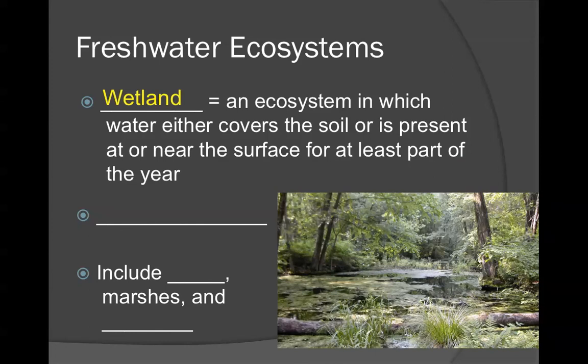A wetland, basically where we live, there's tons of wetlands. It's basically when an ecosystem is covered by water for part of the year and then not covered for other parts. So you basically have nice rich soil here. So it's nutrient rich, and includes bogs, marshes, and swamps.